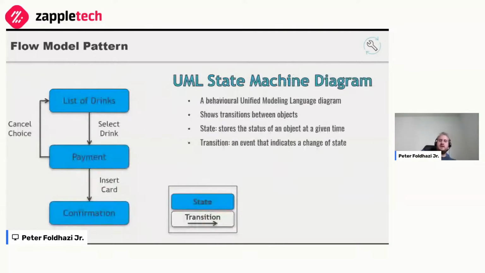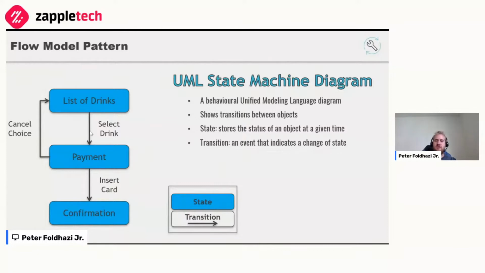So how does that look in practice? Before going into those details, let me show you what a UML state machine diagram is, because that's going to help you understand the flow model pattern a little bit more easily. A UML state machine diagram has basically states and transitions. In this example, I have a soda machine, and what I want to do is check the list of drinks and select the drink.